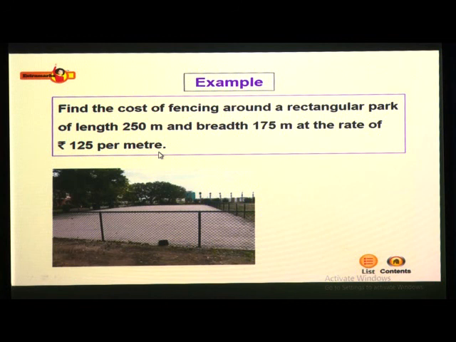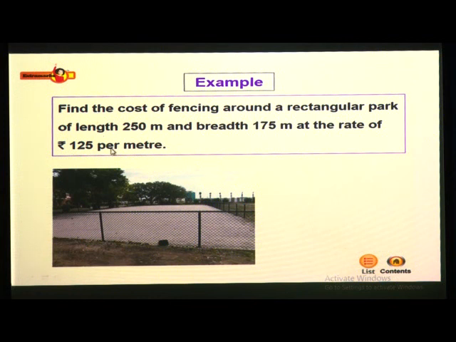We have to find the cost of fencing. You can see here this rectangular park has this type of boundary and it is called fencing, so that no one could enter very easily. So, this park needs to be fenced. For fencing we have to find the cost. To find the cost, first of all we need to find its perimeter.